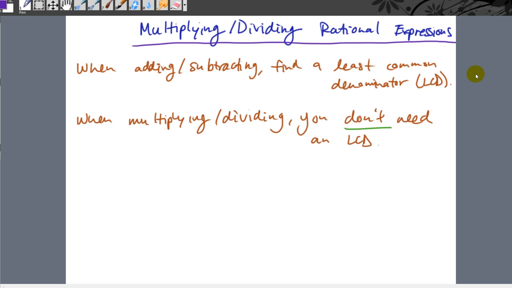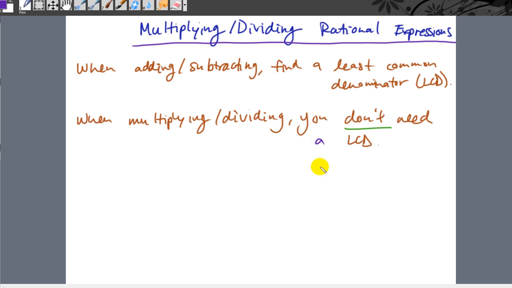Okay, but in general, if you're adding or subtracting rational expressions, you want to find a least common denominator, LCD. I abbreviated for that. When multiplying or dividing, I forgot to do this earlier. Okay, so when multiplying or dividing, you don't need a least common denominator. Okay, and you'll see that very soon.